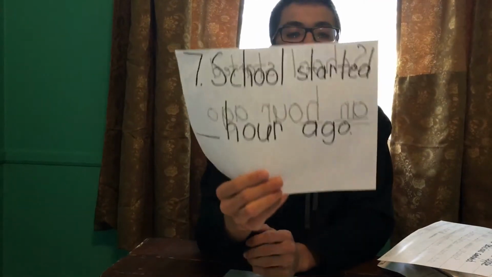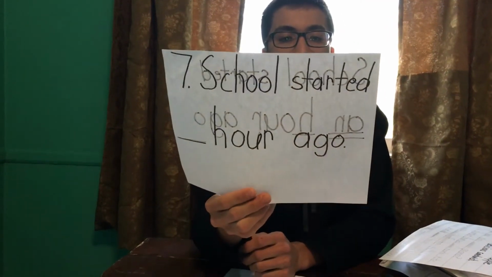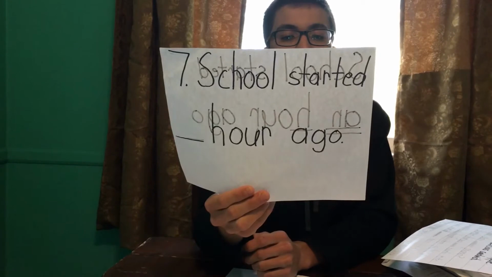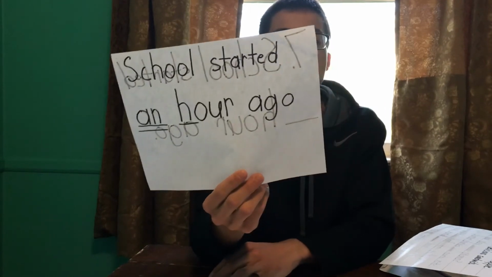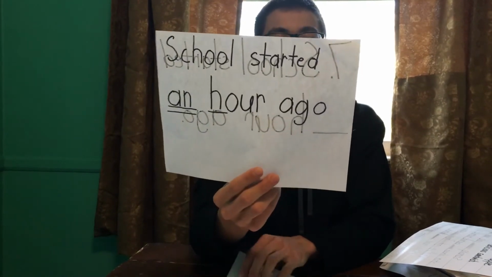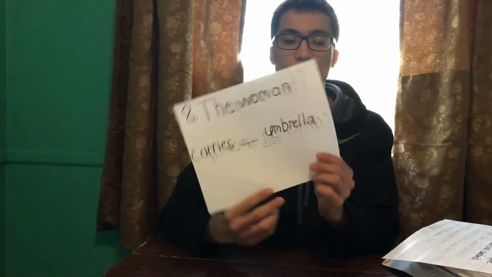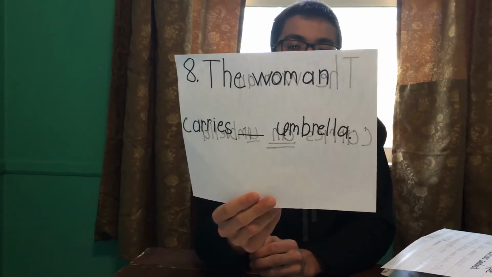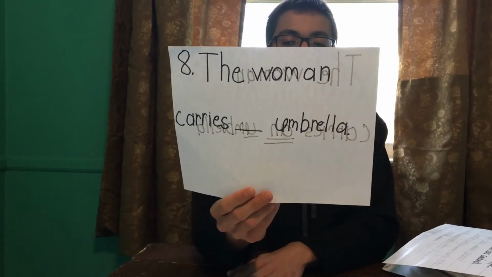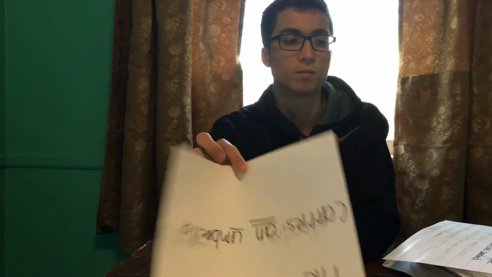Number 7, school started blank hour ago. Hour also starts with a vowel sound and has a silent first letter, so you would use the indefinite article an to write an hour. Number 8, the woman carries blank umbrella. Umbrella also starts with a vowel, so you would write an umbrella.